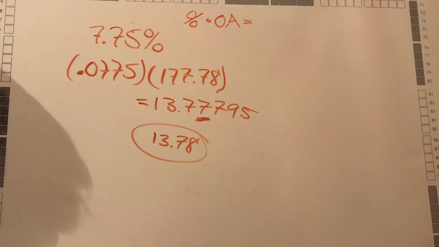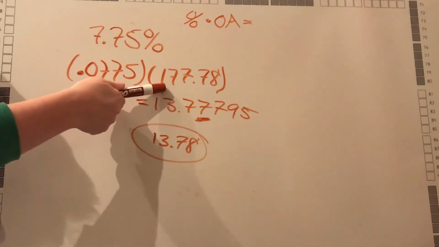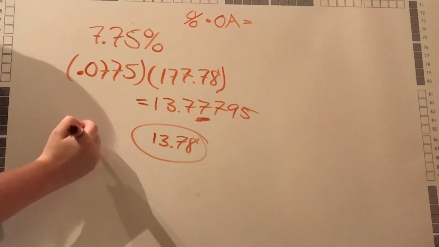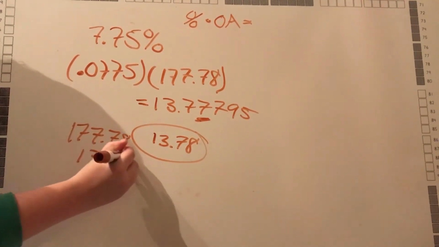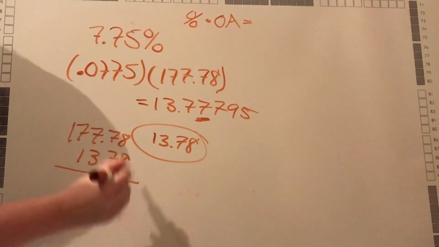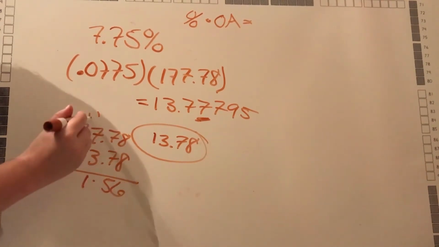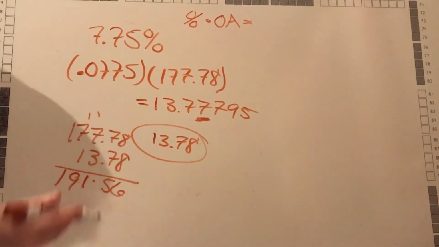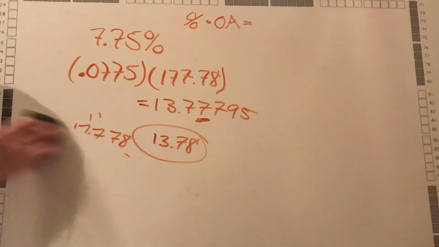Now, if we want to know how much Mika has to pay in total, we would add this tax to the cost. So we have 177.78. We're going to add 13.78. 8 and 8 is 16. 7 and 7 is 14. 7 and 4 is 11. 8, 9. So $191.56. So sales tax. Don't forget about it because it's there.